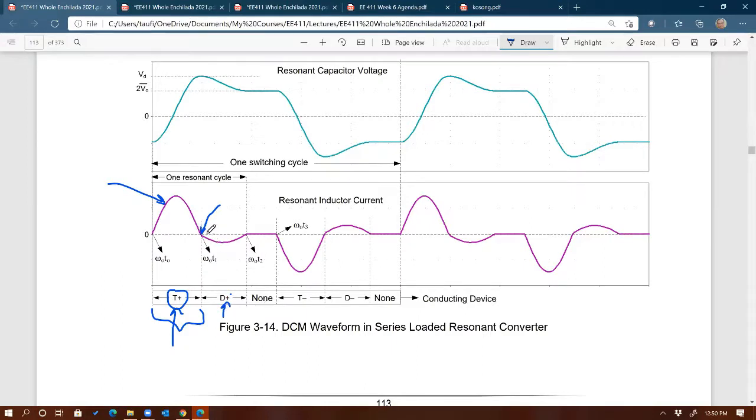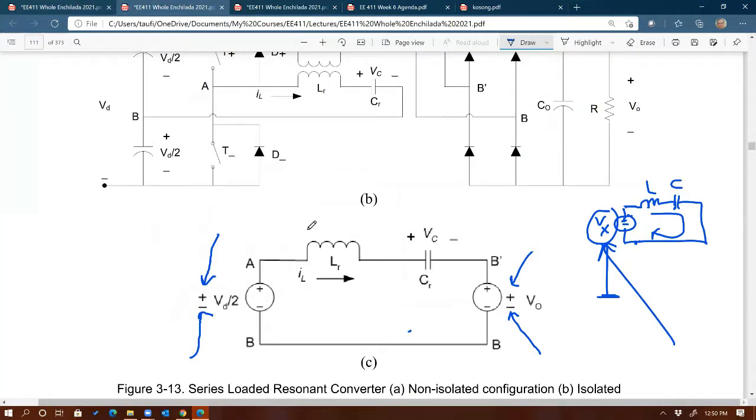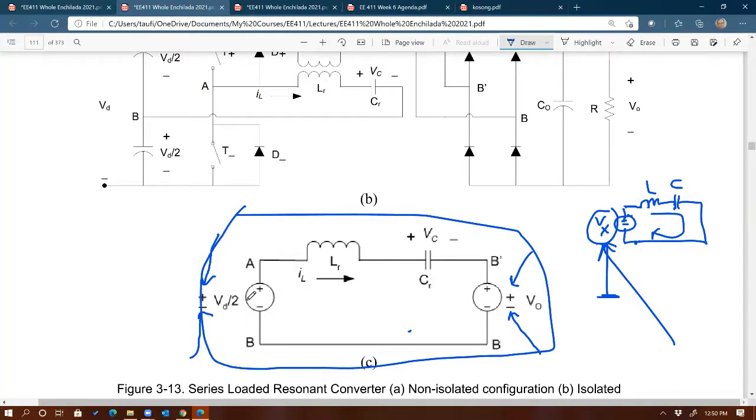And then the circuit goes into the same resonant converter, this resonant converter right here, except now the source becomes different, because now it flows through D plus. Therefore, you have plus VD over 2. Actually, it stays the same, plus VD over 2. But the output changes. When T plus is conducting, the output is plus V out because it's positive current.